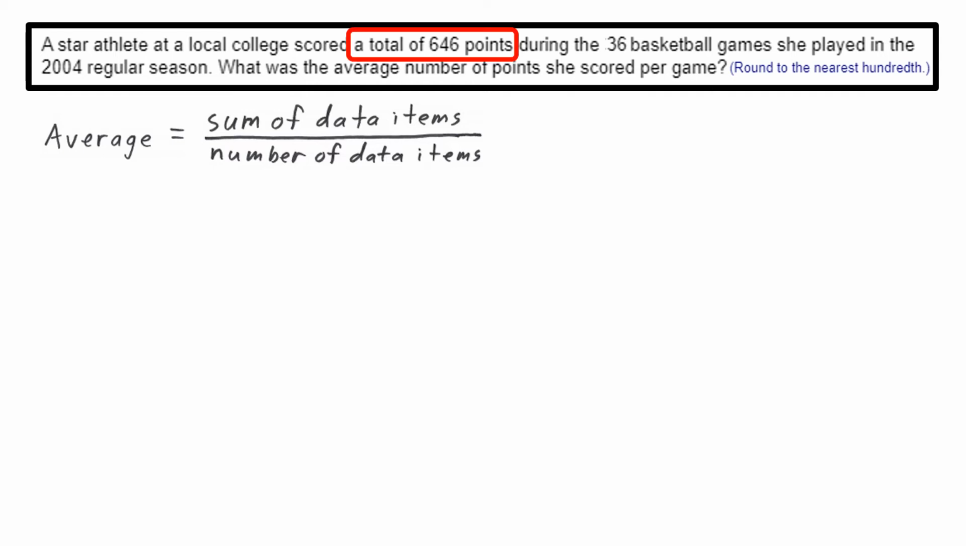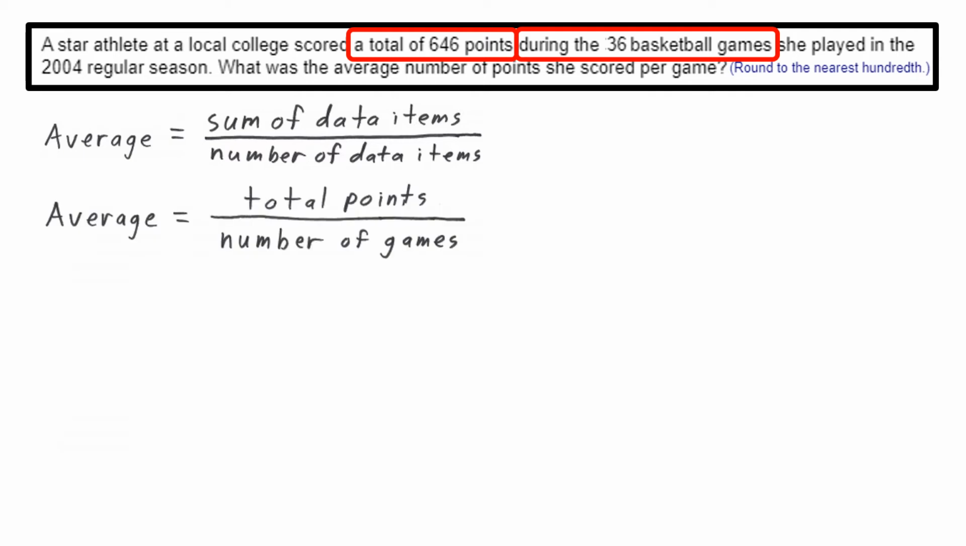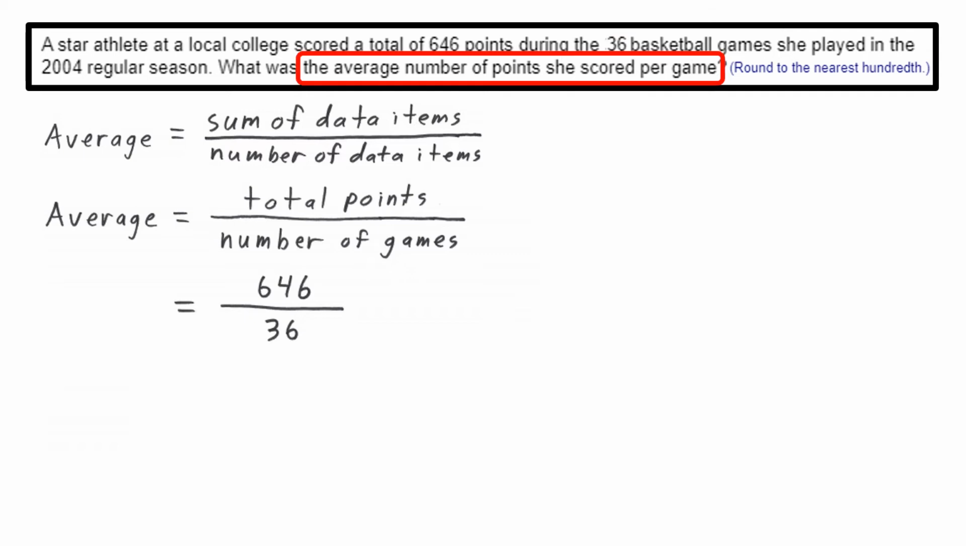In this question, it says she scored a total of 646 points during the 36 games that she played. So we can rewrite the formula as total points in the season divided by the number of games. The total points goes up top, and the games played goes on the bottom. And now we do a division, the top divided by the bottom. And that will give us the average number of points she scored per game. This is the value we get from our calculator.